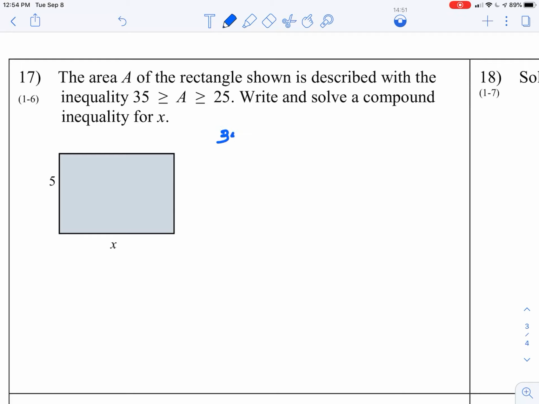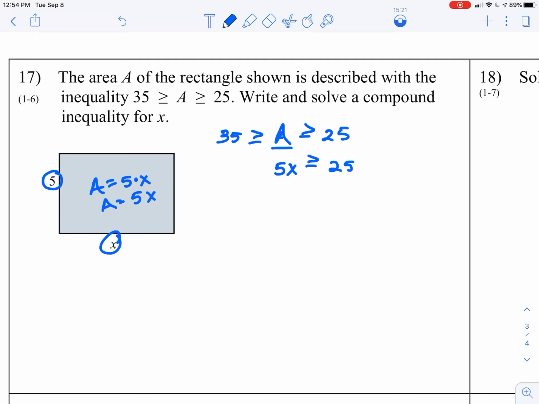So I'm going to rewrite this: 35 is greater than or equal to A is greater than or equal to 25. Now, I am told that the area of the rectangle is represented by this large A in the middle. So what is the area of this? I have a 5 and I have an X. How would I find the area? Well, area would equal 5 times X, or just 5X. So we're going to substitute that right here for area, and rewrite the rest of the compound inequality.